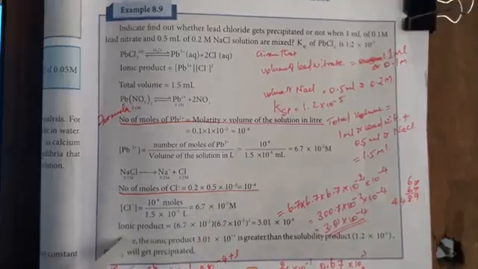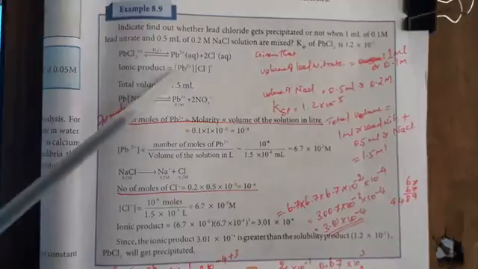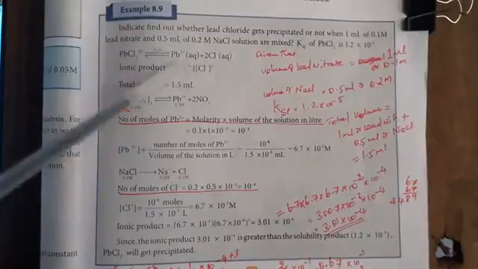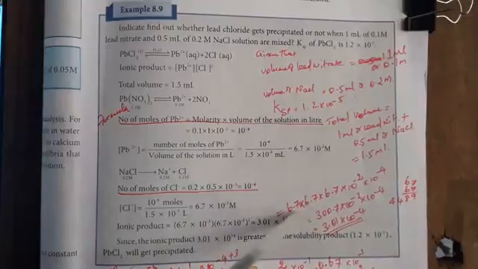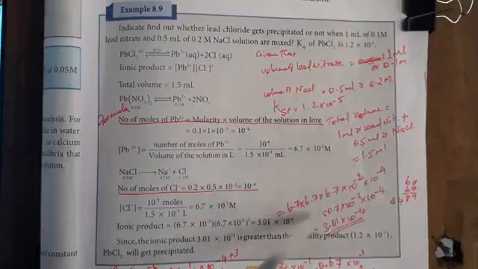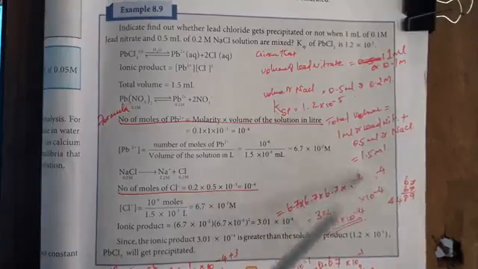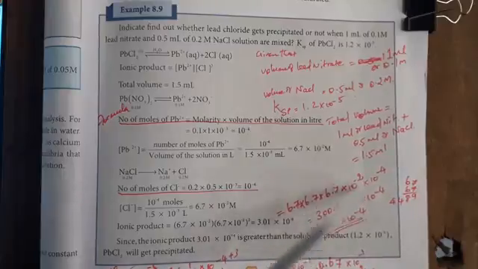So the ionic product is (6.7 × 10^-2) whole square. Substitute the value in this equation. So the total value is 6.7 × 6.7 × 10^-2 × 10^-4... so 300.7 × 10^-2 × 10^-4 is equal to 3.01 × 10^-4.